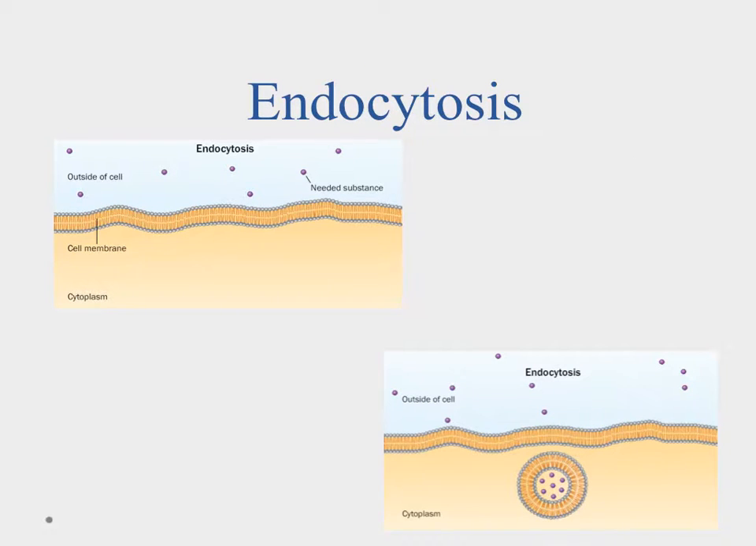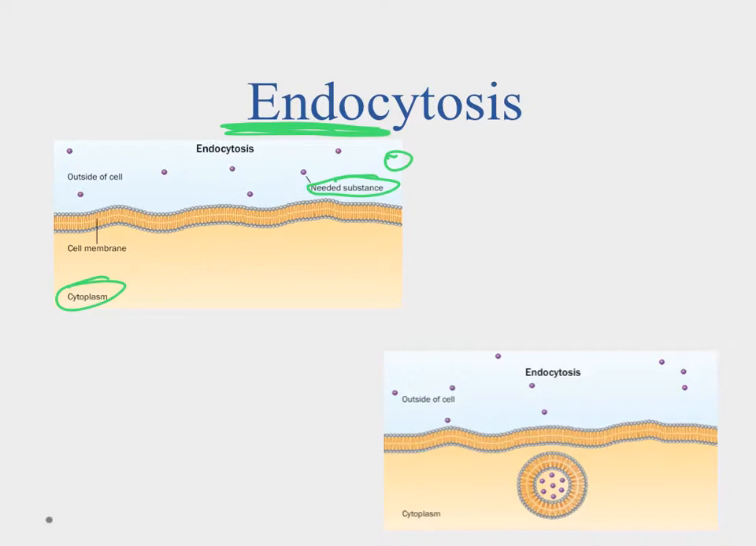Okay, finally, what happens if we have a molecule or something that's too big for the protein channels to come through? Then we have this neat process called endocytosis. Endo means inside. So what we're going to talk about is moving something from the outside of the cell, this needed substrate, and putting it inside the cytoplasm, moving it across the cell membrane.